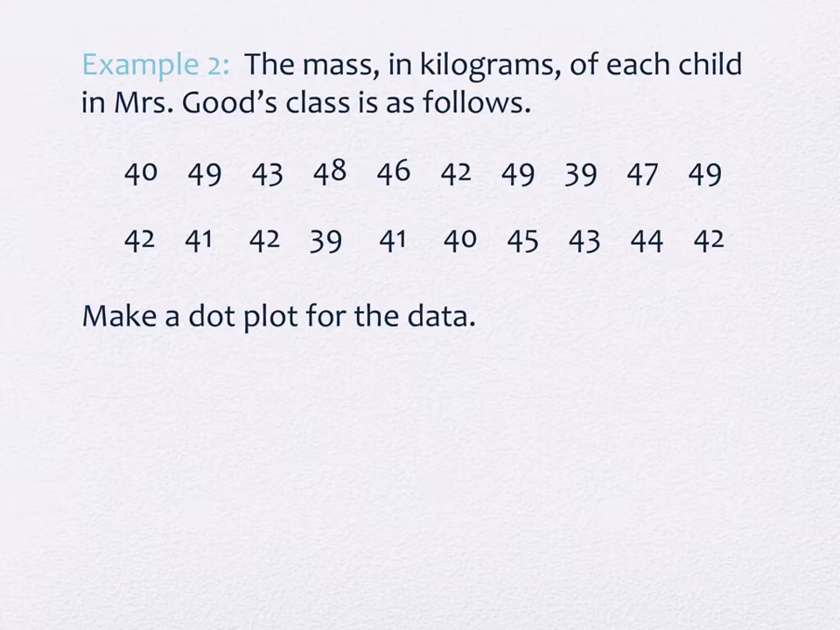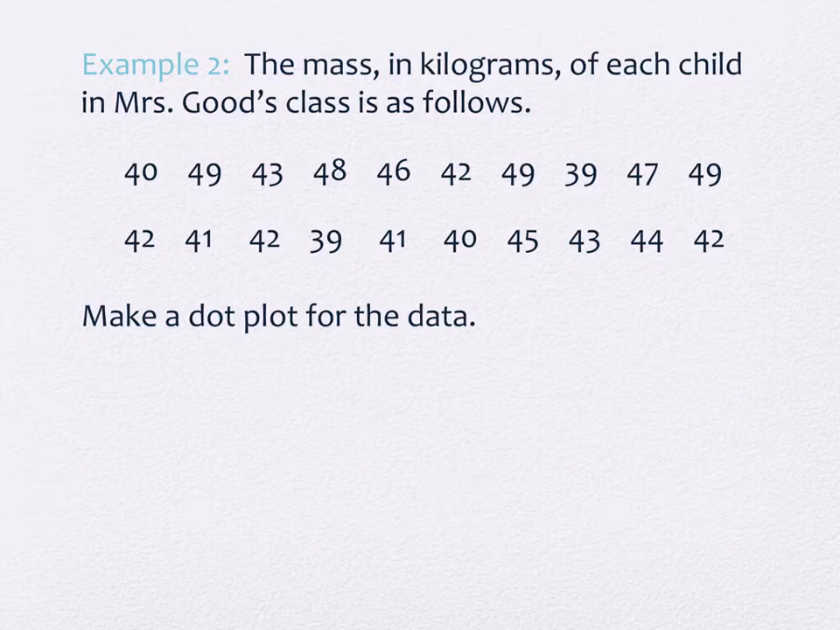if you're not sure what those are in kilograms. So a kilogram is about 2.2 pounds. Okay, so if you double all those values, you have numbers that are somewhere in the 80 to 90-ish range, or thereabouts, maybe 100 pounds on the upper end of things. So you're looking at a little bit older kids. And we're going to make a dot plot for the data.